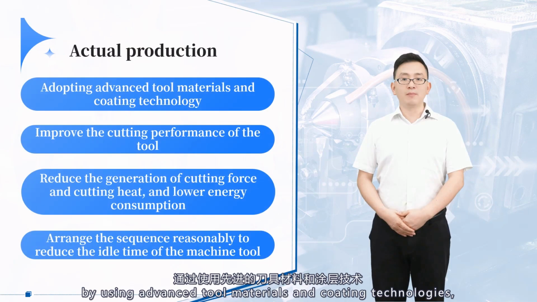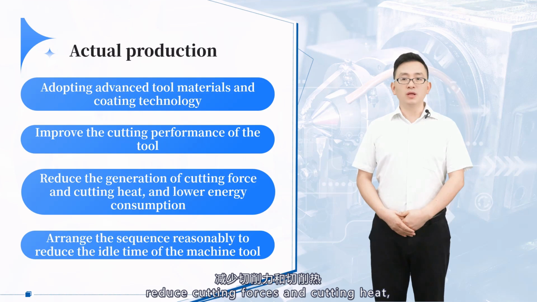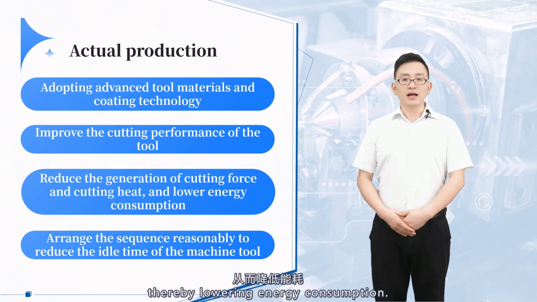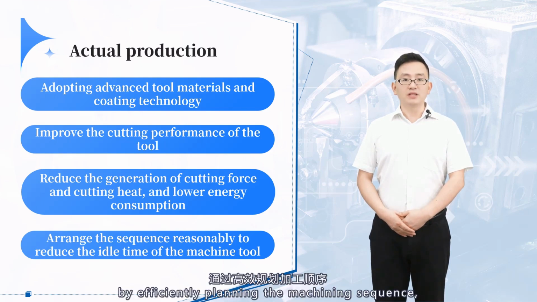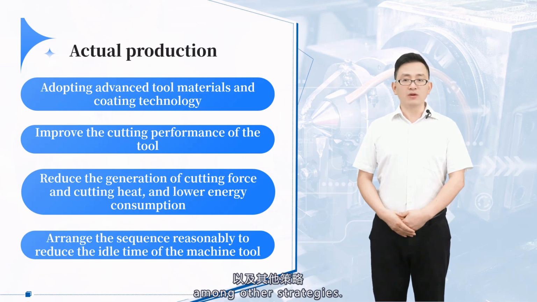For example, by using advanced tool materials and coating technologies, we can enhance the cutting performance of tools, reduce cutting forces and cutting heat, thereby lowering energy consumption. Additionally, by efficiently planning the machining sequence, we can minimize machine idle time, among other strategies.